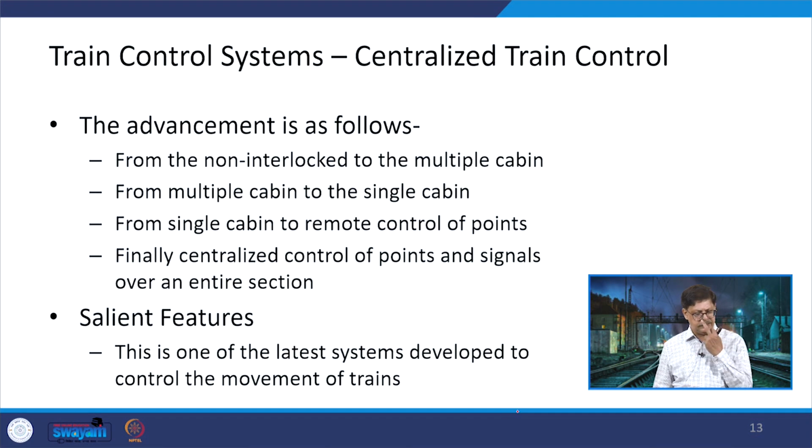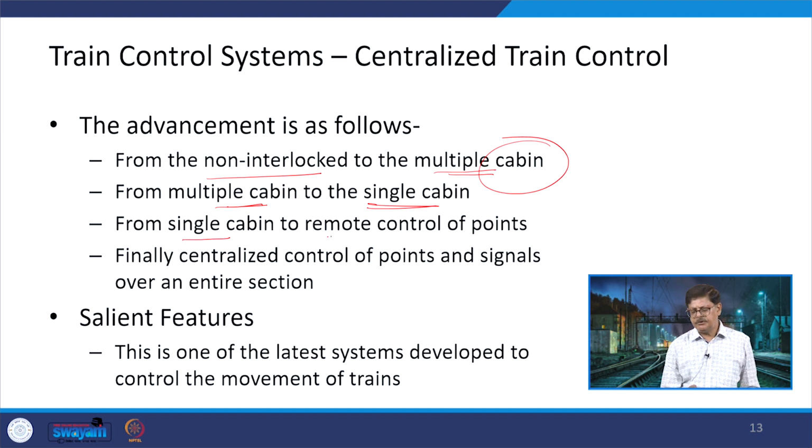So, the advancement, if we look at it from the very starting, we started with the non-interlocked conditions, and there were multiple cables which were used. There is a manpower, they were doing those changes in the levers or the setting of the points or locking of those points. Everything was done by those cable manpower, and they were in contact with the other cabins through telephone systems. But then from those multiple cabin systems, it changed to the single cabin system, and then finally it changed from a single cabin to a remote control of points, and then this has ultimately come to a centralized control. So, very big section is going to be controlled while sitting at one place.